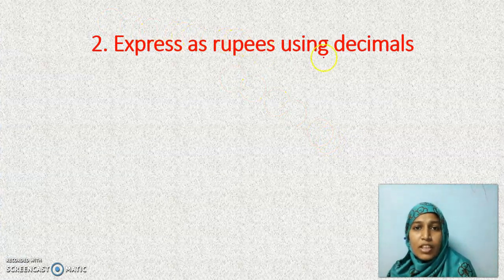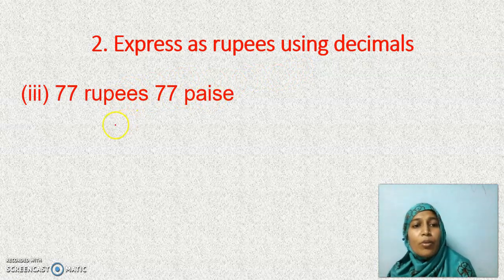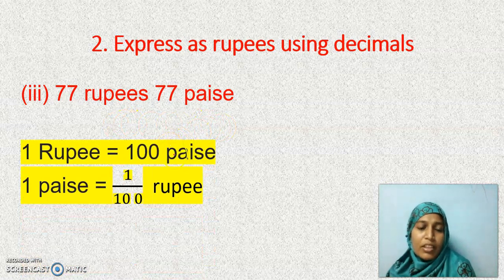Here, express as rupees using decimals: 77 rupees and 77 pies. So, 1 rupee is equal to how many pies? 100 pies. Now, tell it in reverse order. 1 pie is equal to how many rupees? 1 by 100 rupee. Is it clear? You should know how to convert from bigger unit to smaller unit, and from smaller unit to bigger unit. Pies is the smaller unit and rupee is the bigger unit. So, we divide. Is it clear, my dear children?